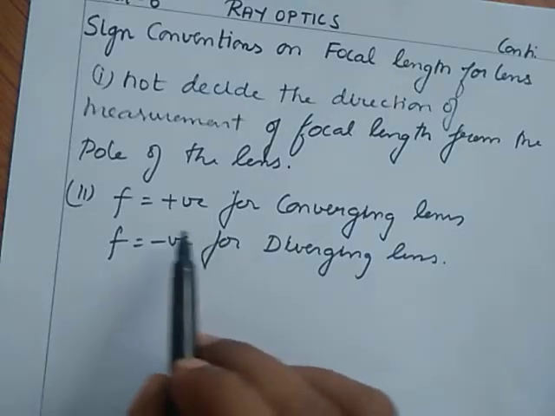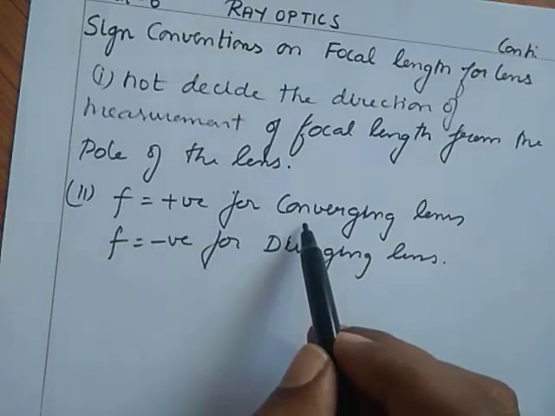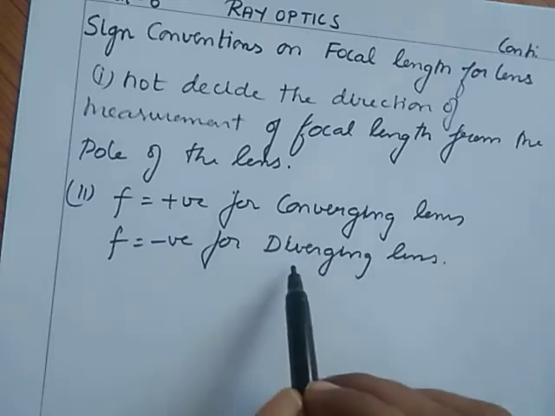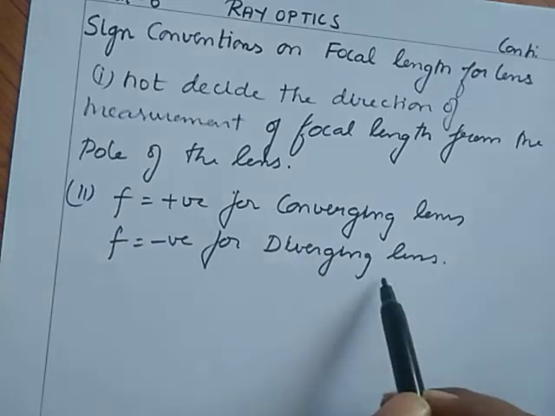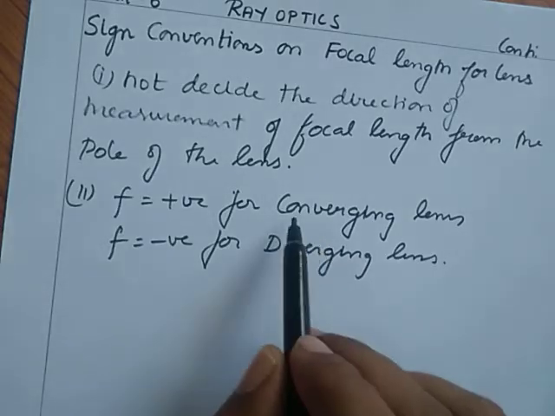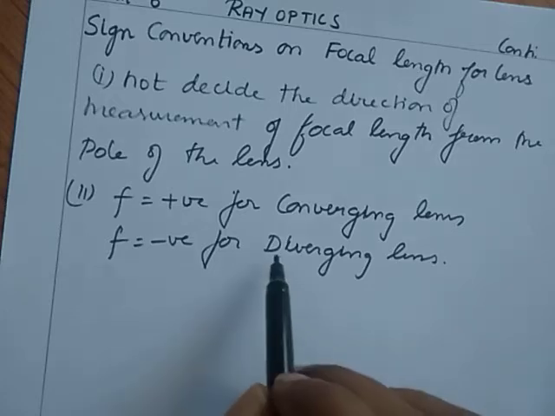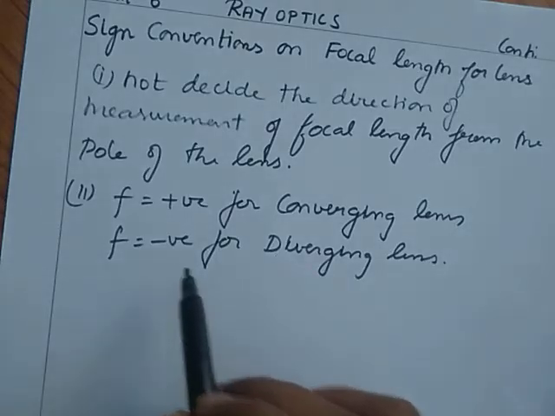See, a converging lens is a biconvex lens, and a diverging lens is a biconcave lens. For a biconvex lens, the focal length will be positive. For a biconcave lens, the focal length will be negative.